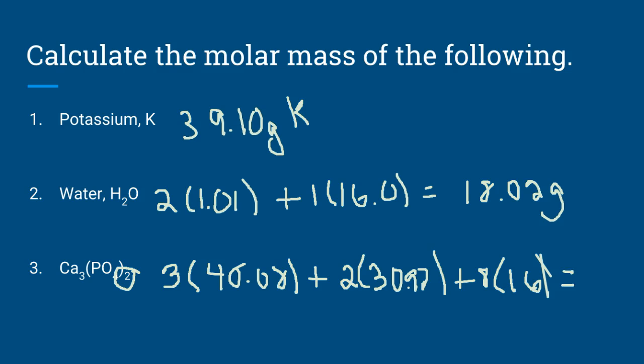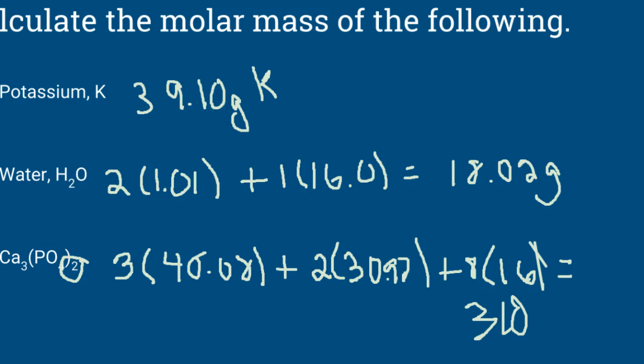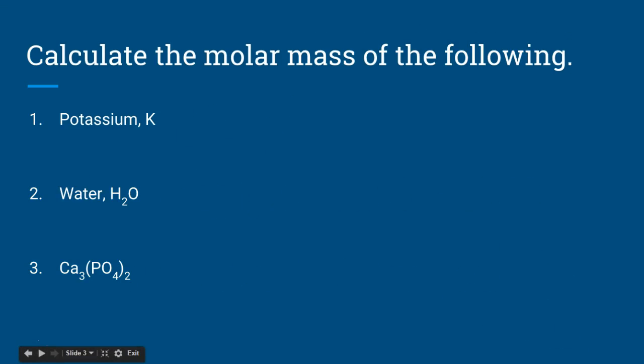Now we just do our math there to come up with a number of 310.18 grams is what we should end up with on that one. So as you can see, in order to calculate molar mass of a substance, you would just need your periodic table and the formula written correctly.